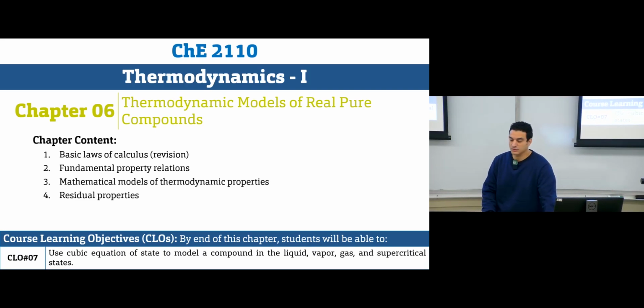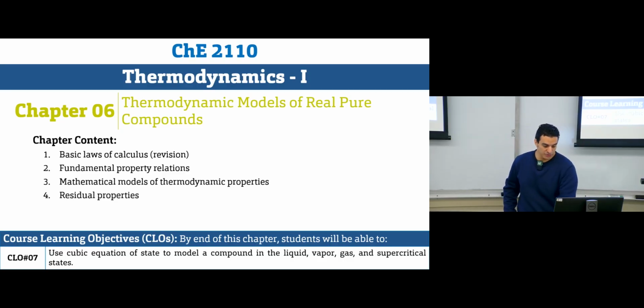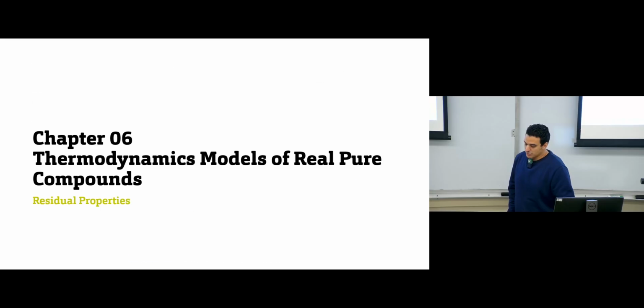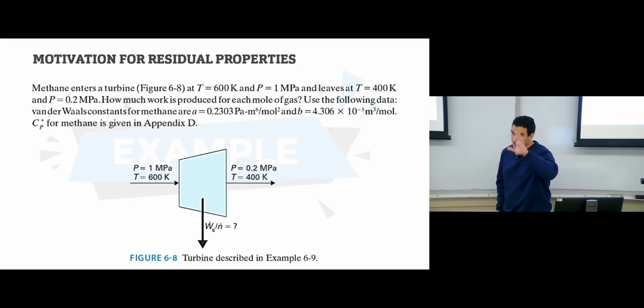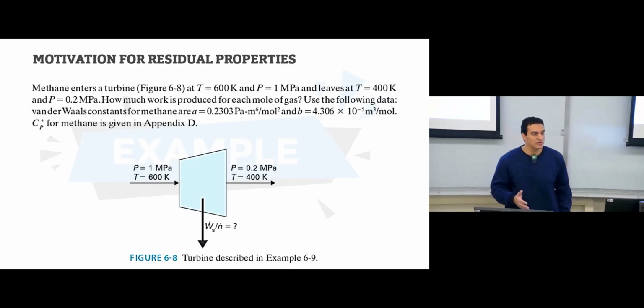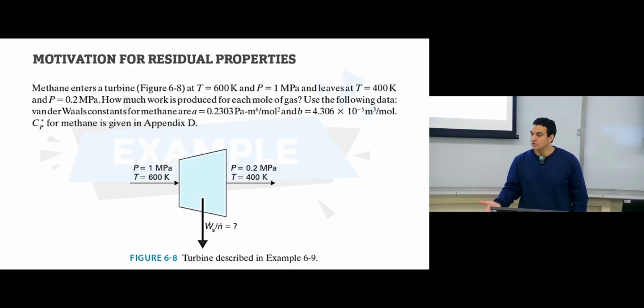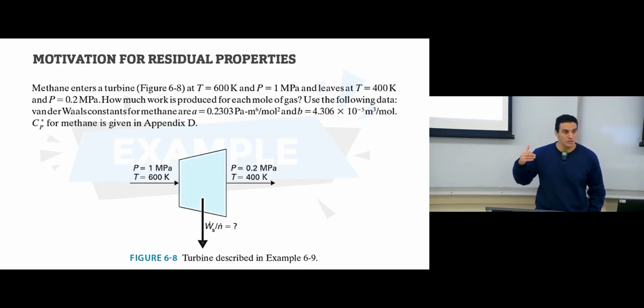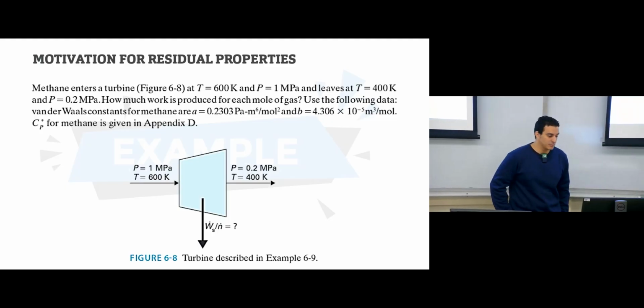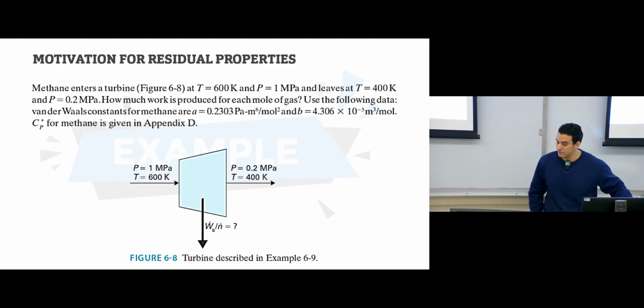Today we will talk about residual properties, one of the methods we can use in thermodynamic models to find the values of the thermodynamic properties. To explain the residual properties, we will start with an example and then see what challenges we have in this example that make us use the residual property. What are the new things in this example that mean we can't solve it like the previous examples we did in the previous lecture?